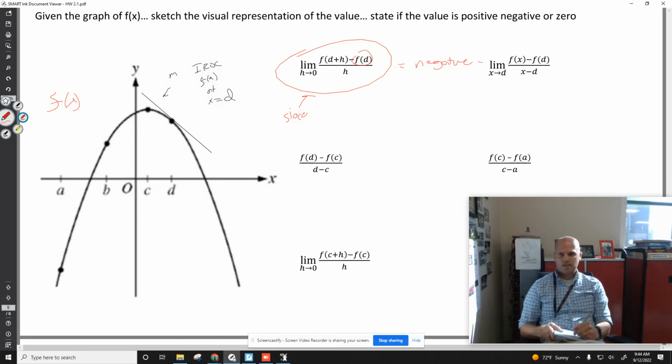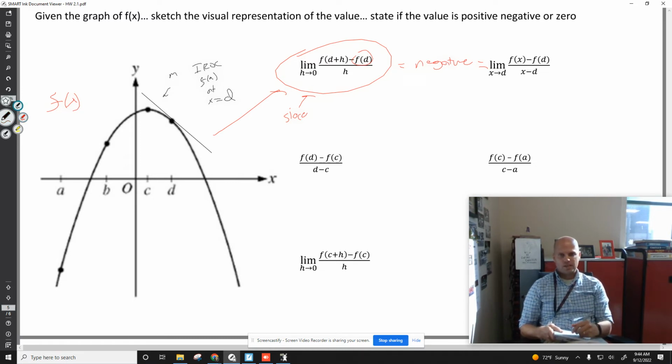This is the same as that. It just looks different. It's like y2 minus y1 over x2 minus x1. X is getting closer to d. So as x gets closer to d, this gets closer to 0. As I get 2 points close to d, boom, I have this slope. Again, it's that slope.